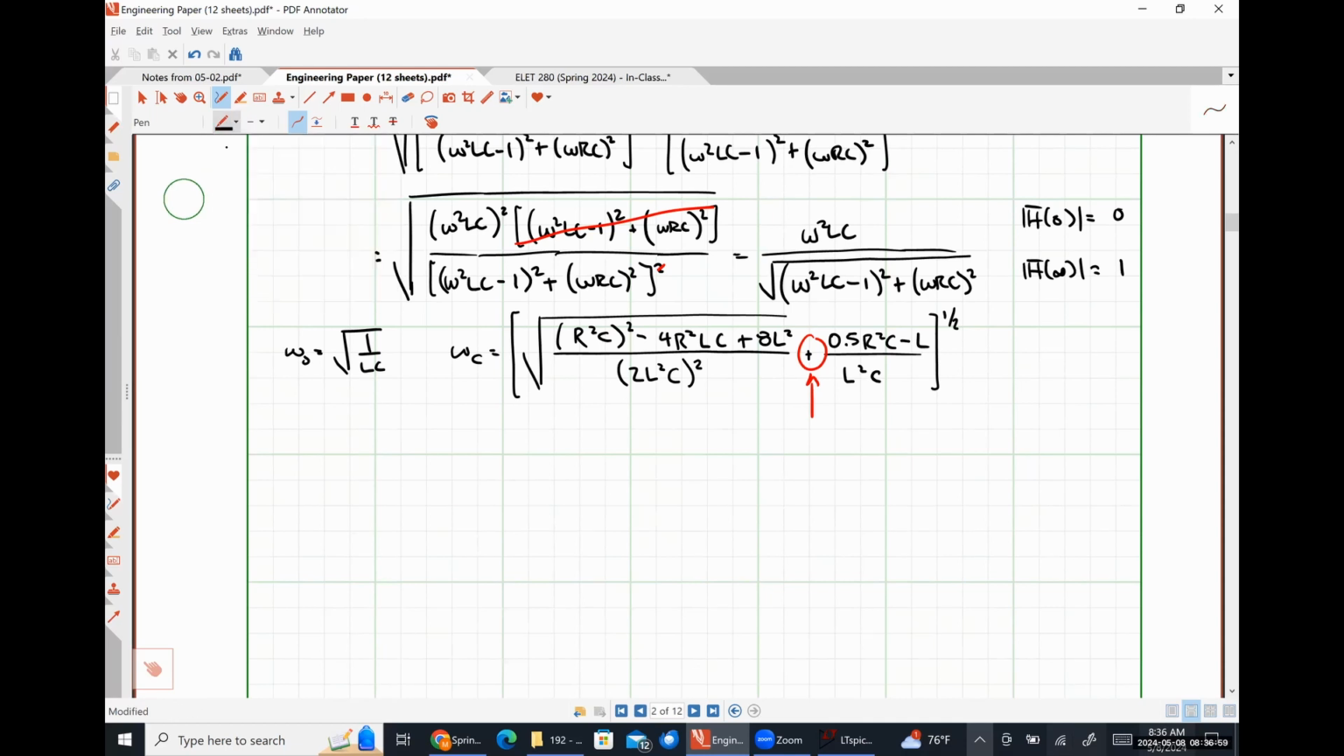All right, lastly, we have theta as a function of omega is the inverse tangent, and I'm just going to skip ahead here. Negative omega RC over, hold on, let's see. Oh, we're doing the high pass filter. Positive omega RC over omega squared LC minus 1.